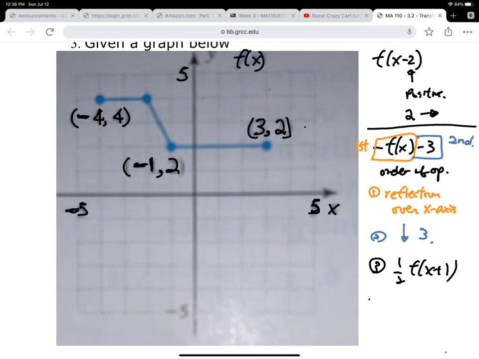So first thing first, let's work inside the parentheses. x plus 1 means 1 to the left. So I'm going to move every point 1 spot to the left. We're going to take all the points and move 1 to the left first. So -4, 4 becomes -5, 4. Every single point moves 1 to the left.